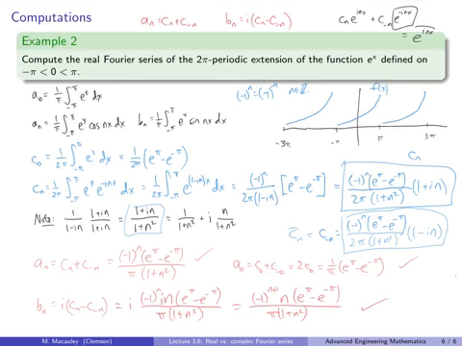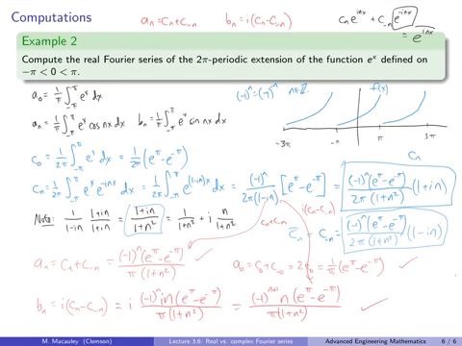We could have started right away and just said this is Cn, and then said Cn plus C negative n, and we would have gotten the same thing down here had we done i times Cn minus C negative n. That's a good exercise for you to try if you want some practice. Okay, so that's the end of the complex Fourier series topic.